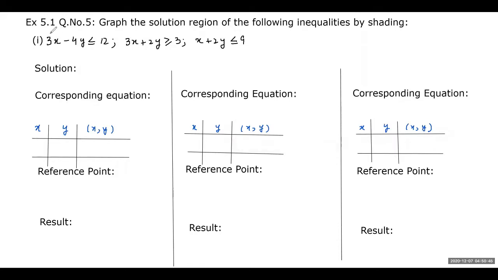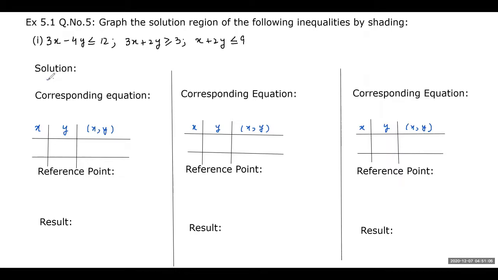Bismillahirrahmanirrahim. Exercise 5.1, question number 5. Graph the solution region of the following inequalities by shading. Part 1. The given inequalities are 3x minus 4y is less than or equal to 12, 3x plus 2y is greater than or equal to 3, and x plus 2y is less than or equal to 9. So we start the solution.